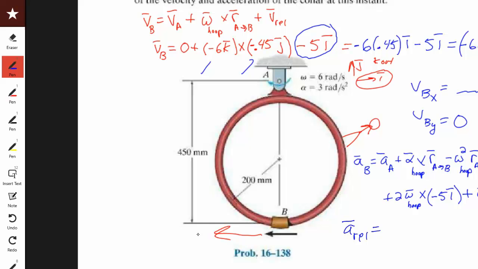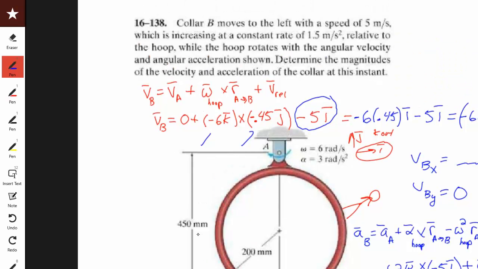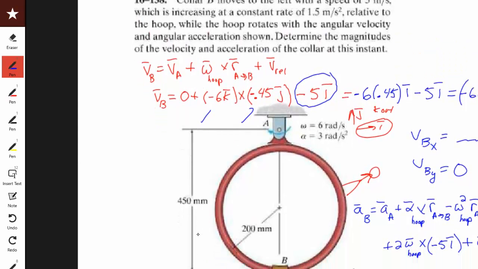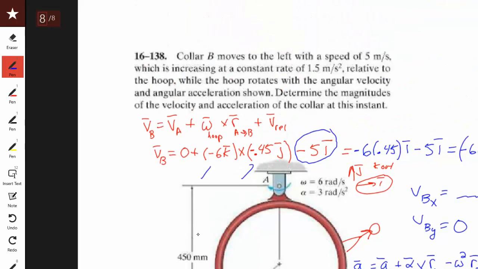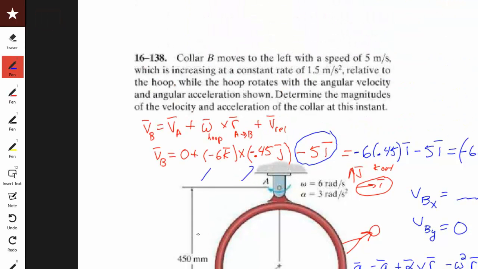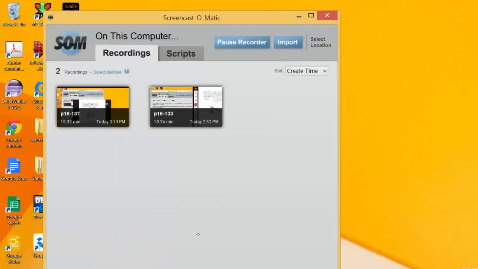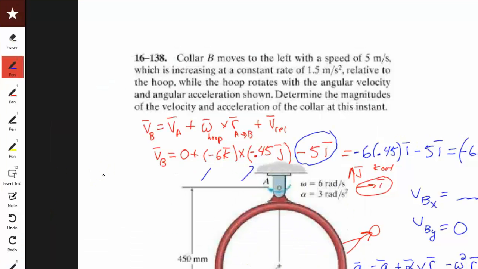It's equal to the speed change. Well, they told me the speed change is 1.5. It's getting faster, if I'm not mistaken. Let me look at it. What does it say? Relative hoop. While the hoop rotates, angular velocity. Hang on just a second. Okay, I'm not exactly sure where I was.